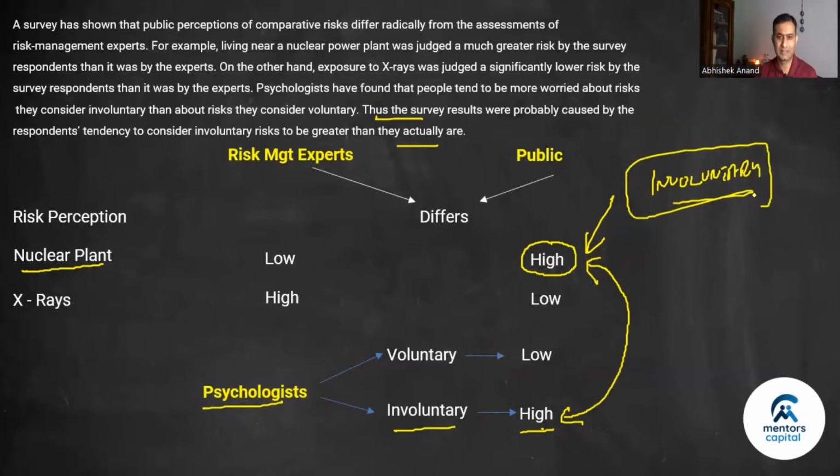What is an assumption? An assumption is a missing premise. Now, this thing is not given to us in the paragraph, whether people consider living near a nuclear plant voluntary or involuntary, but they consider it to be more risky. And the other criterion is if you consider something to be involuntary, that is higher risk. So basically, if we combine the two, the missing premise is that the public generally considers that living near a nuclear plant is not voluntary, but going for an X-ray is voluntary. Now, it would make sense.